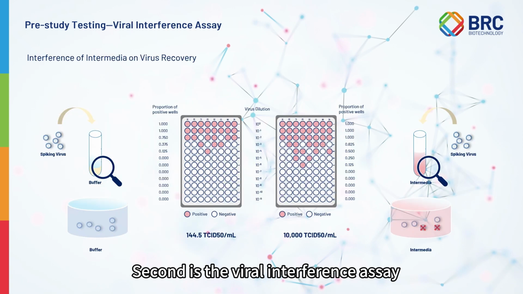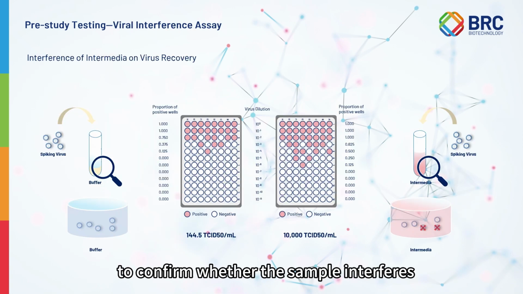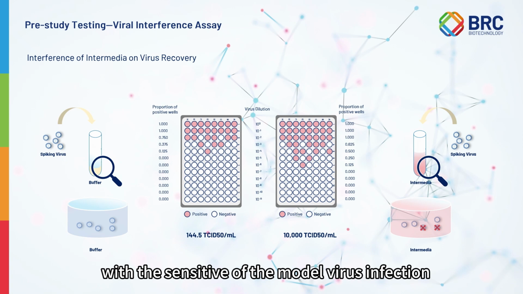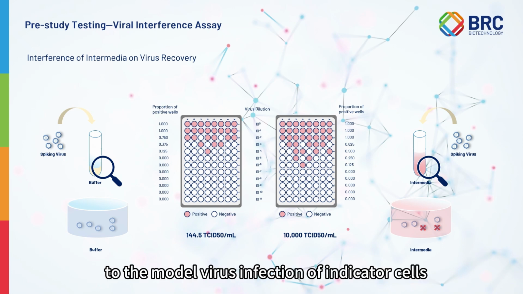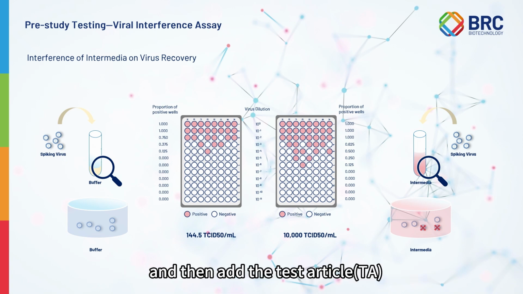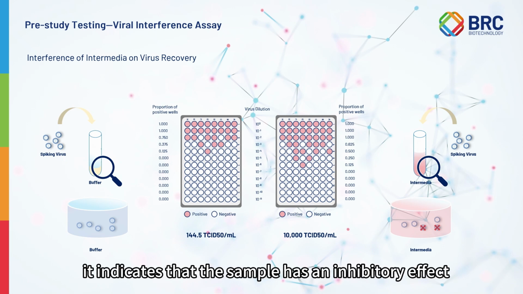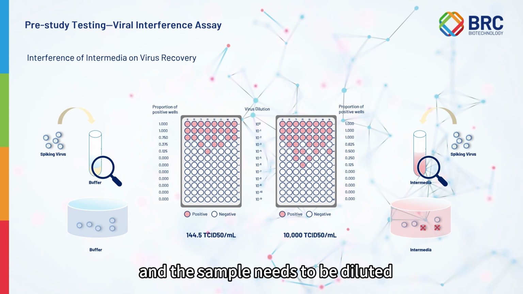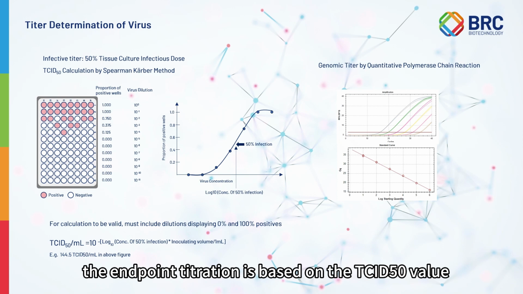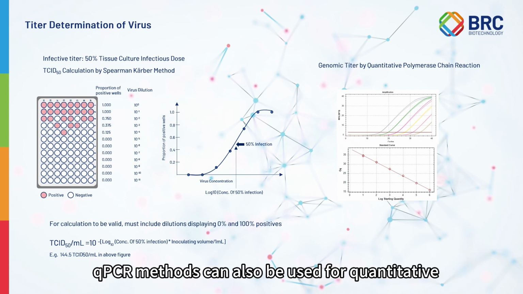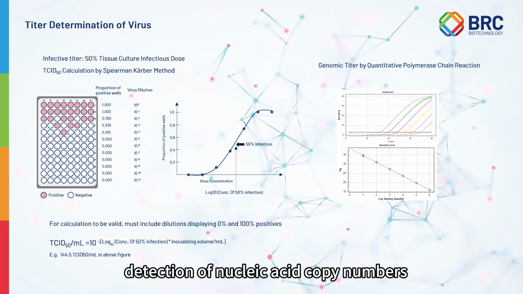Second is the viral interference assay to confirm whether the sample interferes with the sensitivity of the model virus infection of indicator cells. First, confirm the TCID15 value to the model virus infection of indicator cells, and then add the test article. If the TCID15 value decreases, it indicates that the sample has an inhibitory effect, and the sample needs to be diluted. In the formal study, the endpoint titration is based on TCID15 value. qPCR methods can also be used for quantitative detection of nucleic acid copy numbers.